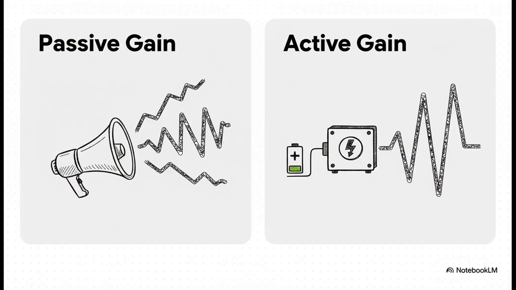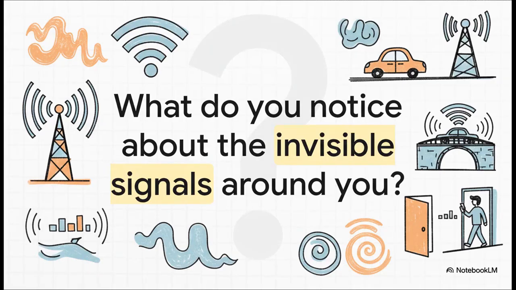Passive gain, which comes from an antenna, versus active gain, which comes from an amplifier. An antenna, like a megaphone, just focuses the energy that's already there. An amplifier, on the other hand, is like giving someone a stronger voice. It actively adds new electrical energy into the system to boost the signal's overall power. Two very different things.